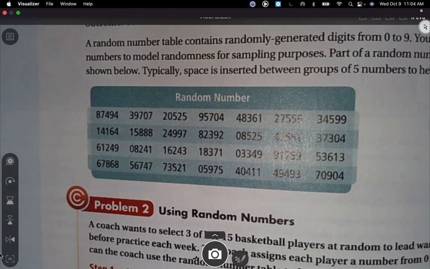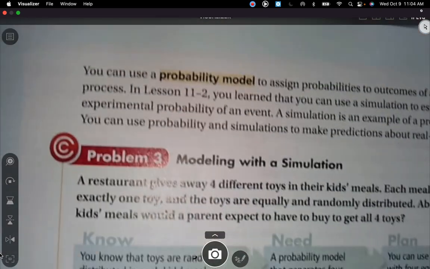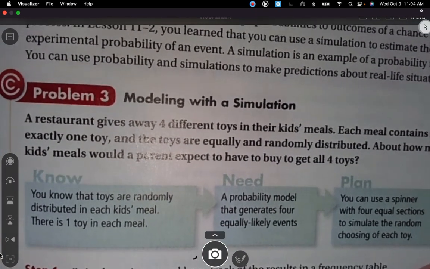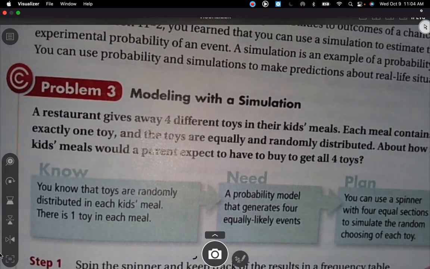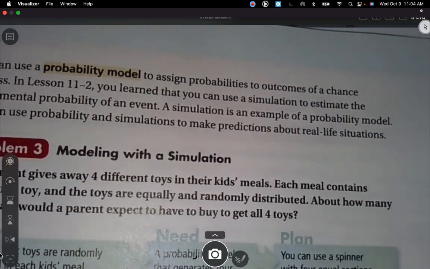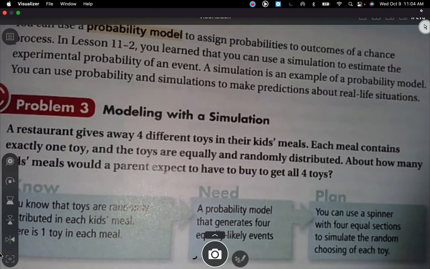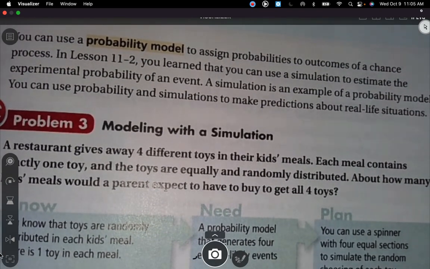Next one, let's see. This one says, and y'all, there's lots of different answers on this. It wants you to pick out normally a way to figure out something that could be done fairly. So this one says the restaurant gives away 4 different toys in their kids' meal. So each meal contains 1 toy, and they want them to just be randomly distributed. How many kids' meals would a parent expect to have to buy to get all 4 toys?